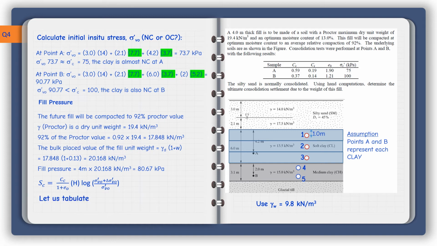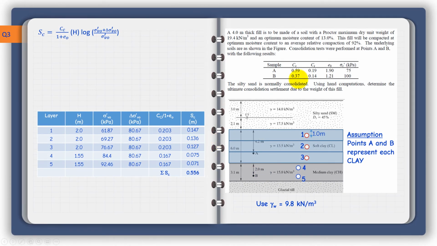So let us see how we can tabulate the data so that we can calculate the settlement. The strategy now is we have divided this clay into 3 layers. So I will calculate the settlement of each sublayer for this top clay. And I'm going to repeat the same for the lower clay. So the total settlement will be the summation of the settlement of each sublayer. So this will be the table. I will show you now how I have arrived at this table.